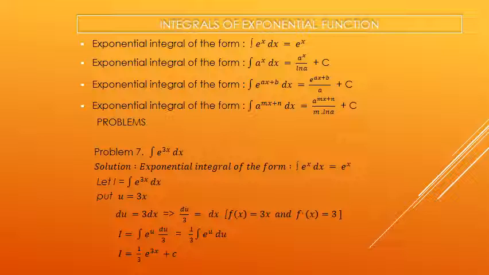And when we put the values of u and dx in the given integral to simplify it, we get the integration equal to the integral of e^u. We put the value of u instead of 3x, and we put the value of dx equals du upon 3 here. Again, here 3 is the constant term, so we put it outside of the integral and we integrate the remaining function e^u du.